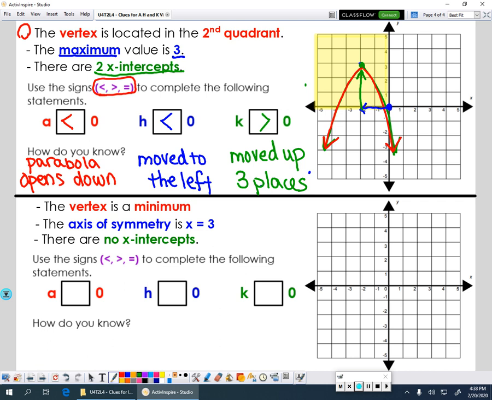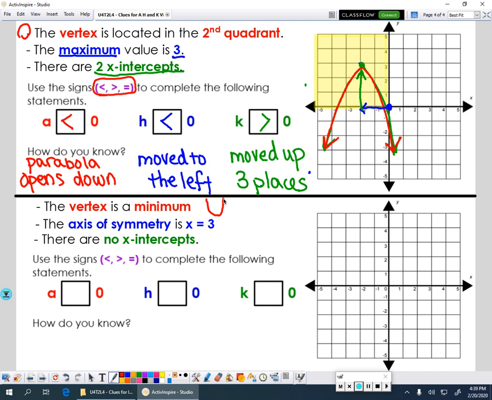Okay? So let's take a look at this next one. I think you're getting the hang of it now. So clue number 1 says the vertex is a minimum. Okay? It doesn't tell me anything yet. I just know my vertex is a minimum. So in my head, I'm going to think, okay, this parabola is going to be shaped like this.